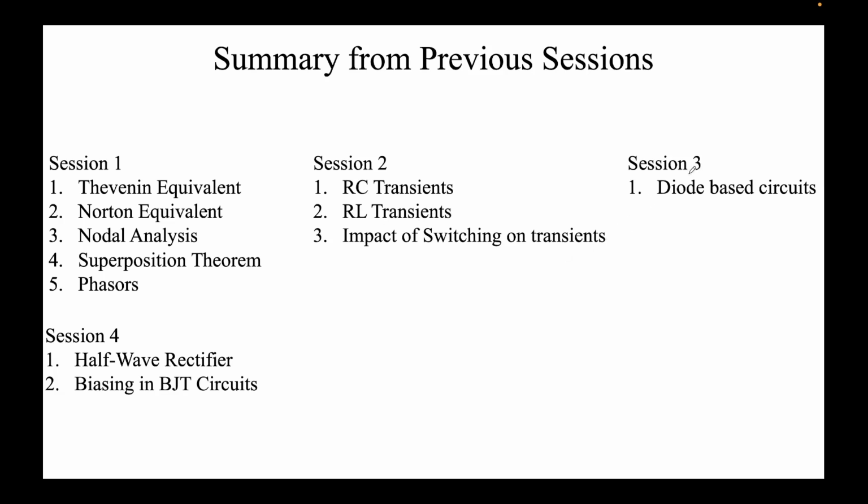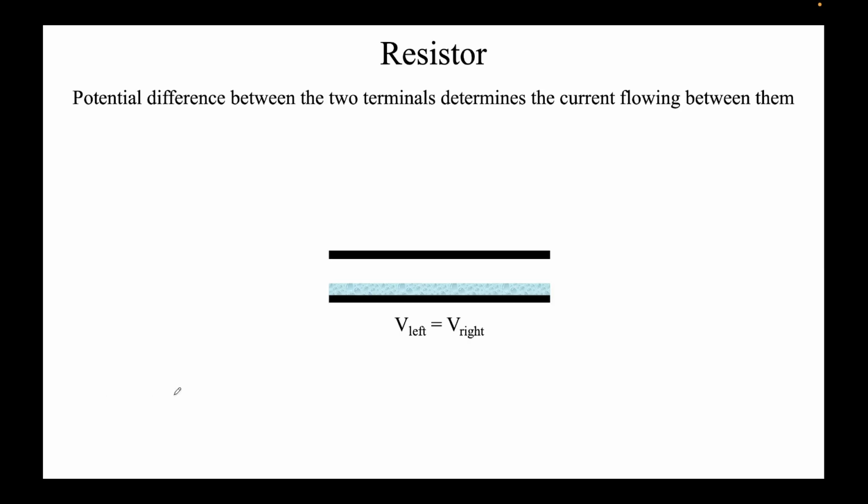In the third session, we saw diode based circuits, that we saw Zener as a voltage regulator, clamper circuits, peak detector circuits, and so on. In the last class, session 4, we saw another circuit of diode, that's a half wave rectifier, and we saw how it behaves if there is also a filtering capacitor present, and how it represents the ripple voltage. And finally, we saw a few problems on the biasing in BJT circuits. So we'll continue with the biasing in BJT circuits, and we'll jump in.